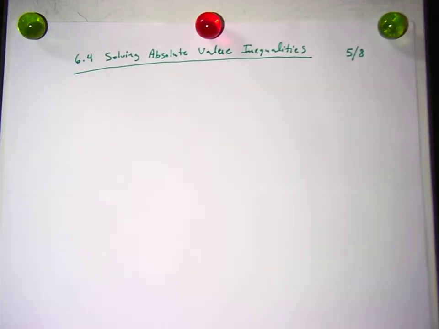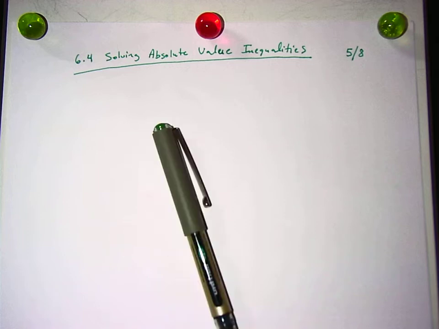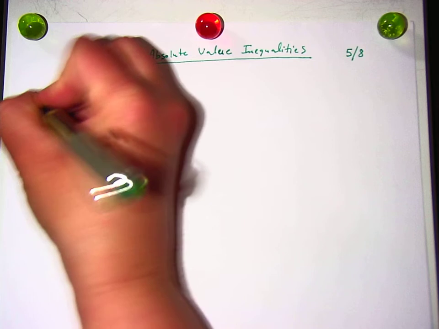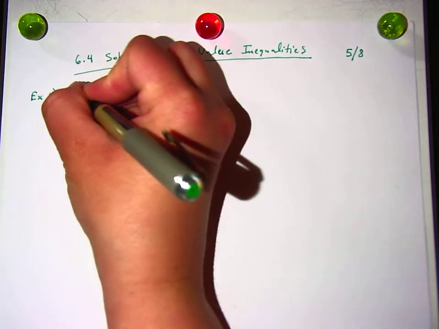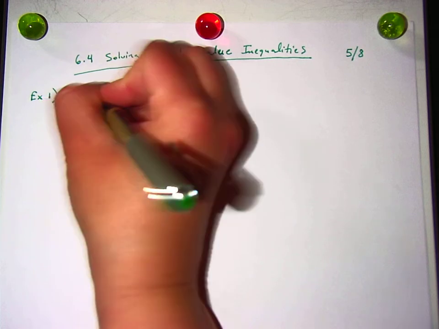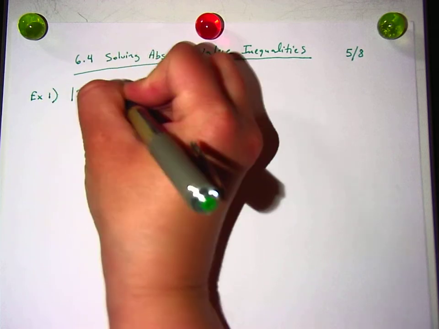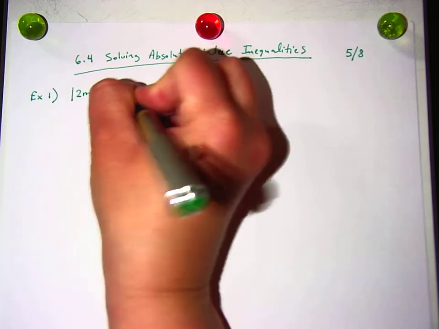Now, we solved absolute value equations earlier this year together. So I don't know how much you remember how to do those. But we're going to refresh it because we're going to solve absolute value inequalities now. So let's start with example 1, which is the absolute value of 2m minus 9 absolute value is greater than 13.